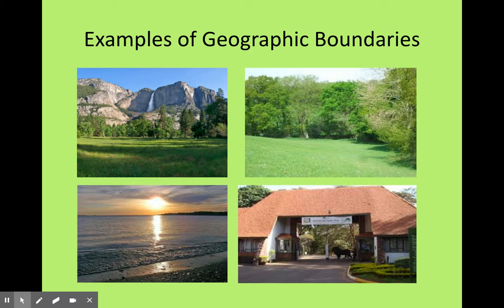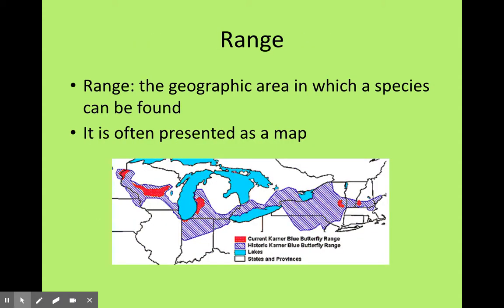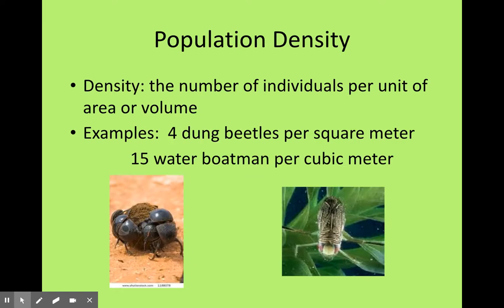Now, populations, we have ways that we can describe them and that we can talk about a population. So, those include things like range, density, distribution, and growth rate. Let's first talk about range. Range is a geographic area in which a species can be found. It's often presented as a map, and that just shows us where that species is located.